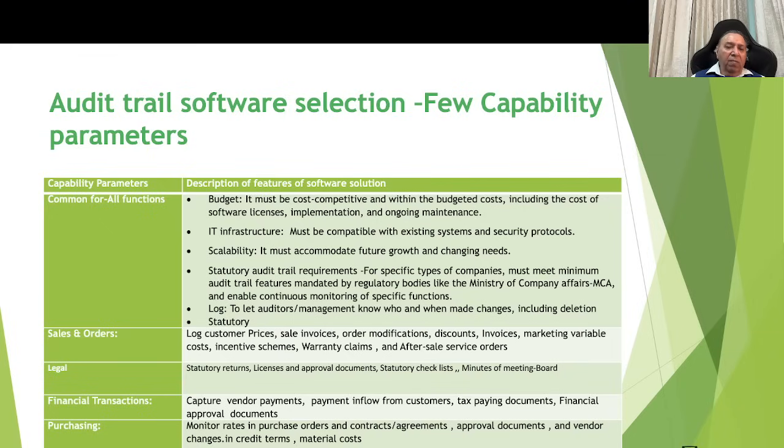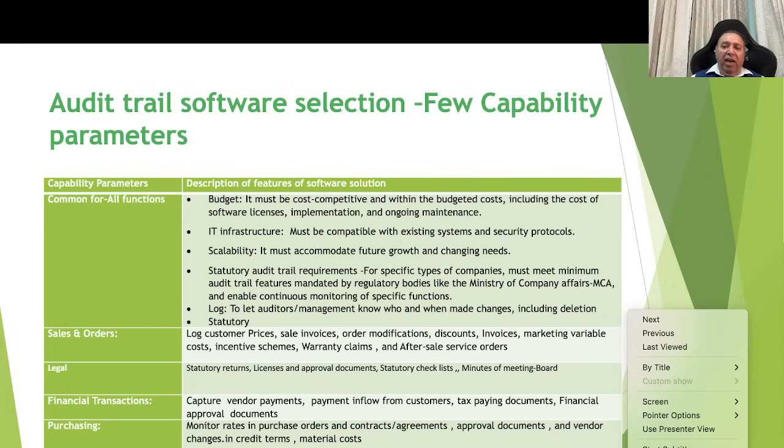Purchasing. In the context of the purchase function, it should be able to monitor the rates in the purchase orders and the contracts and agreements, approval documents before raising the purchase order, and vendor changes in the vendor credit terms and any changes in the material cost. The next aspect is the inventory. It should be able to track the material movements, adjustments, and valuation, changes in the quotes made, material movements from one area to another area.